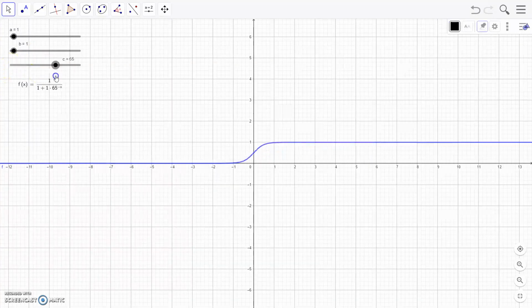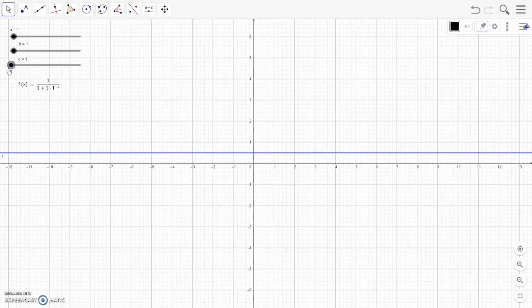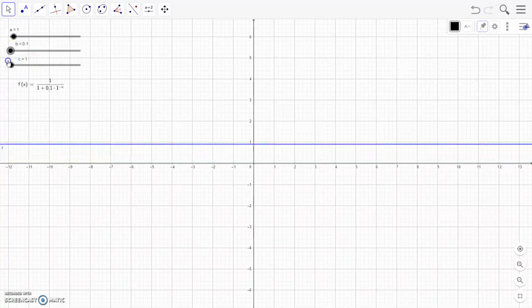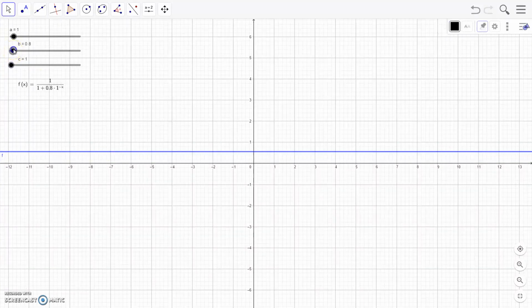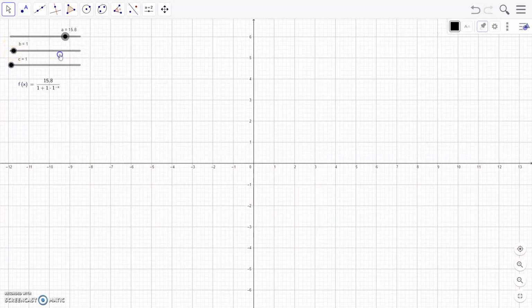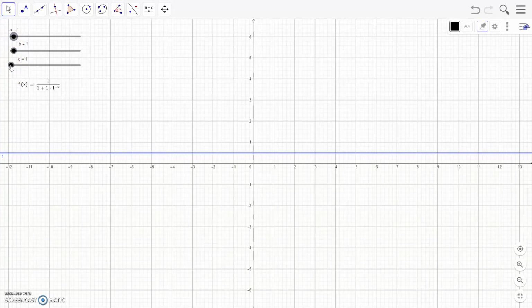If we look at C, C is our rate of change. C is how quickly that rate of change happens in the graph. And once C is equal to 1, we have a straight line. And when we change these, it just moves where that line is on the graph. But when C is equal to 1, it's a straight line located somewhere above the x-axis.